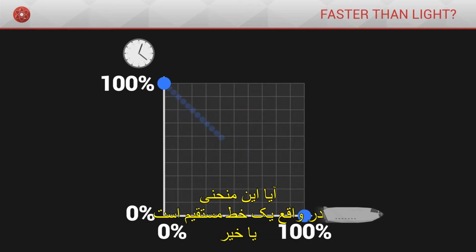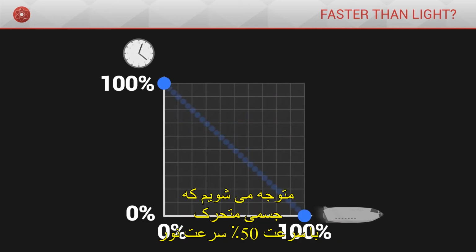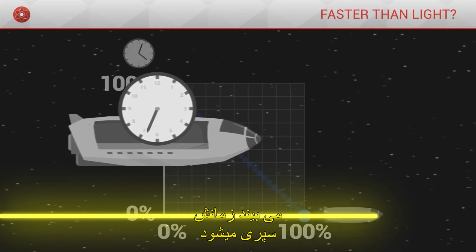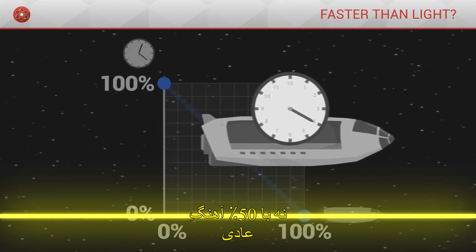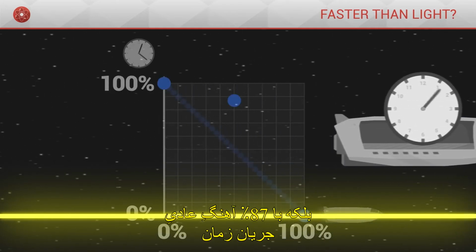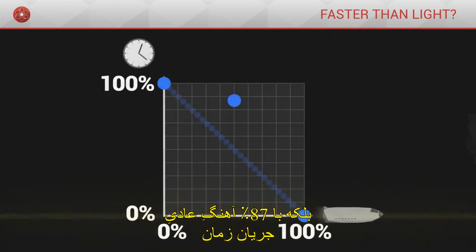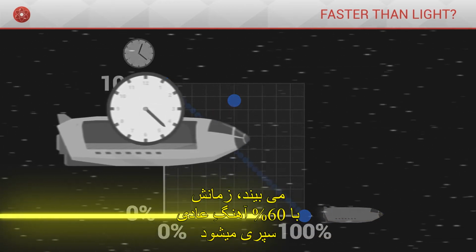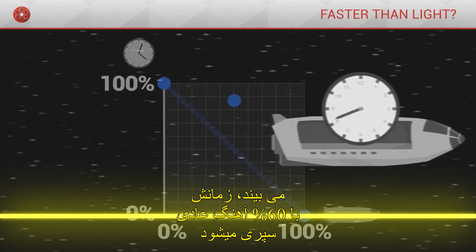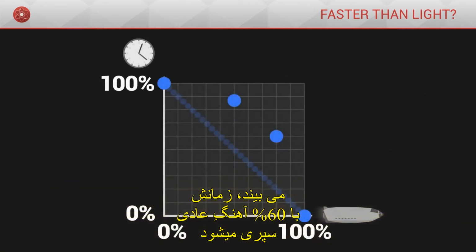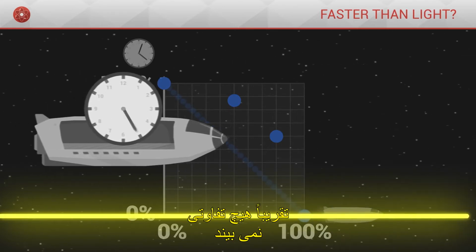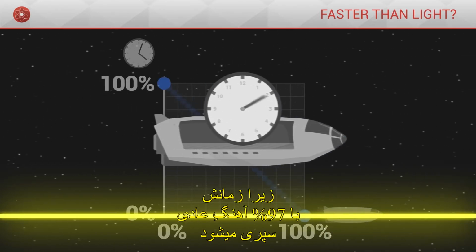When we look to see whether or not this curve is actually a straight line, we find out that an object moving at 50% the speed of light sees its own time go by not at 50% of normal rate, but at 87% of the normal rate of the flow of time. Likewise, an object moving at 80% the speed of light sees its own time go by at 60% normal rate. And an object moving at 25% the speed of light sees almost no difference as its own time goes by at 97% normal rate.